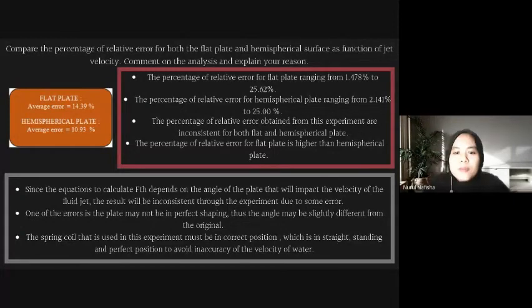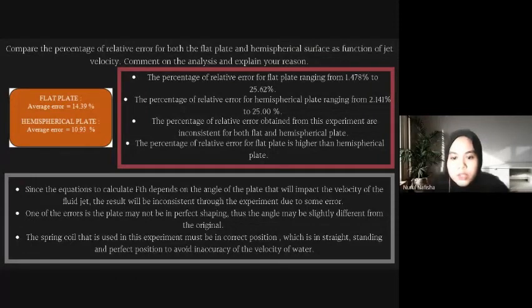hemispherical plate. In addition, we can see that the percentage of relative error for flat plate is higher than hemispherical plate. Since the equations to calculate F theoretical depend on the angle of the plate that will impact the velocity of the fluid jet, the result will be inconsistent through the experiment due to some errors.